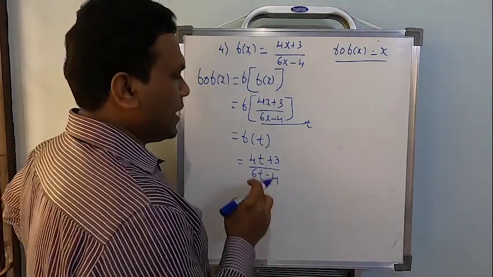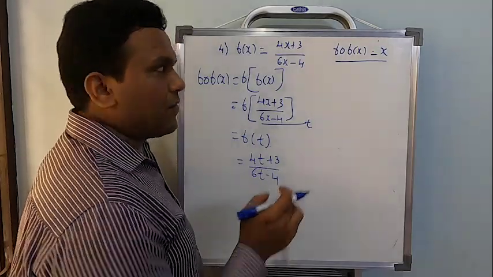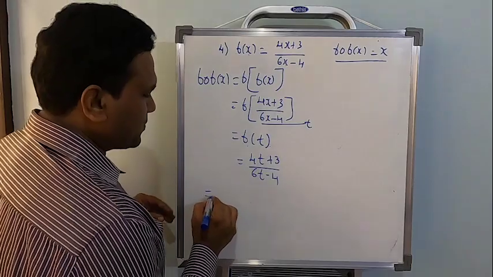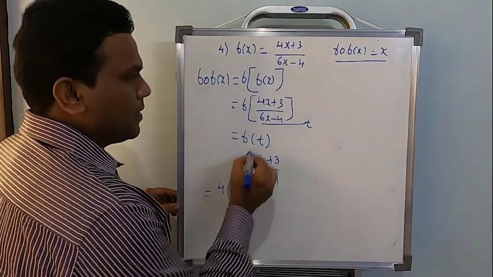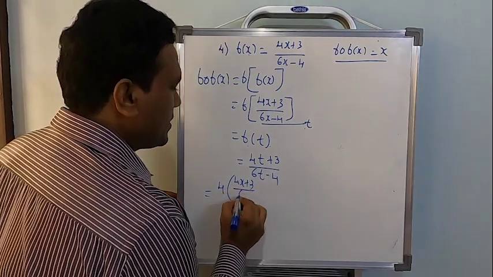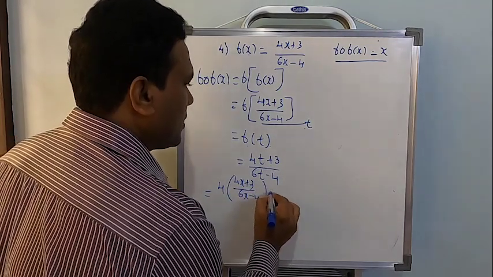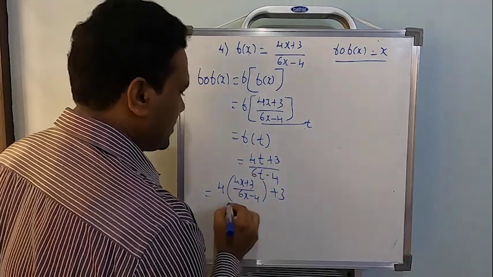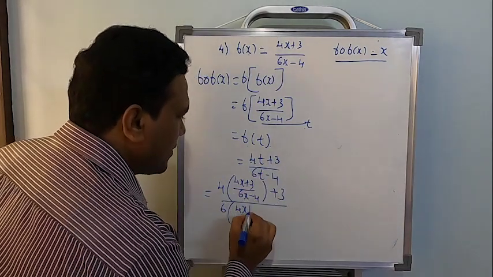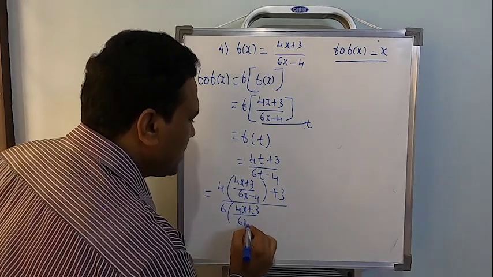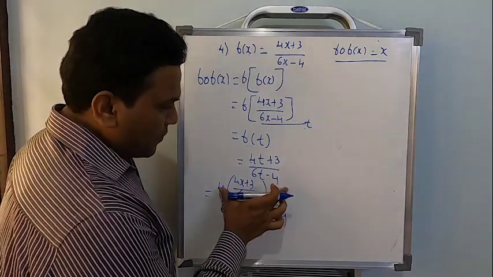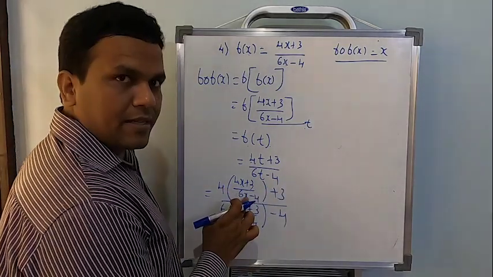Now what we need to do, I need to replace the value of t, simplify, and still I should get the value of x, keep going, right? So this will become 4, open the bracket. What is the value of t? 4 times (4x plus 3) by (6x minus 4) plus 3, that is 4t plus 3, denominator 6 multiplied by the value of t, (4x plus 3) by (6x minus 4) minus 4. So we will take LCM for numerator and denominator. The LCM is 6x minus 4.